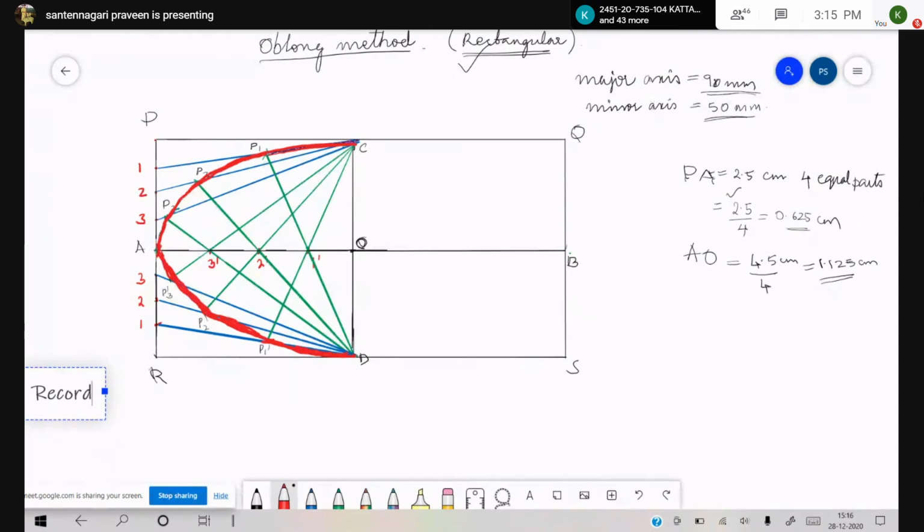So with this pen, it's a little bit difficult for me to draw. So roughly I have tried my level best. So this is the first half of your ellipse that is done. Now how to do the rest part?